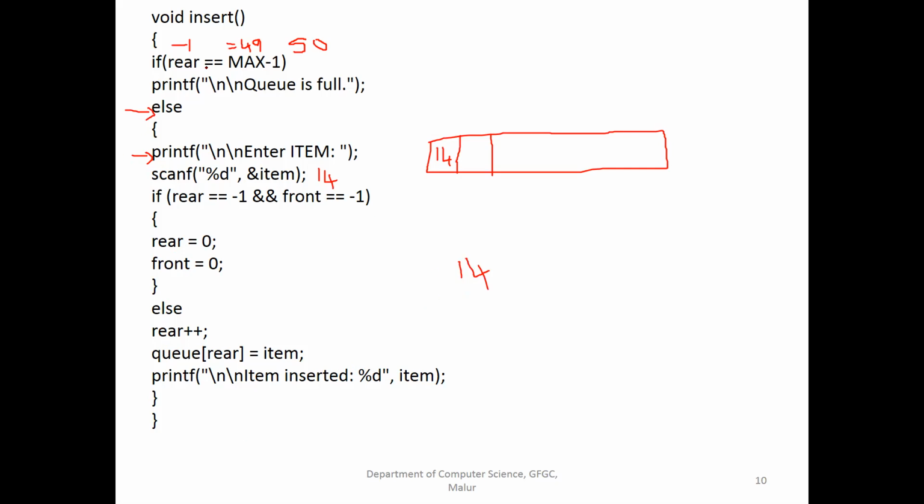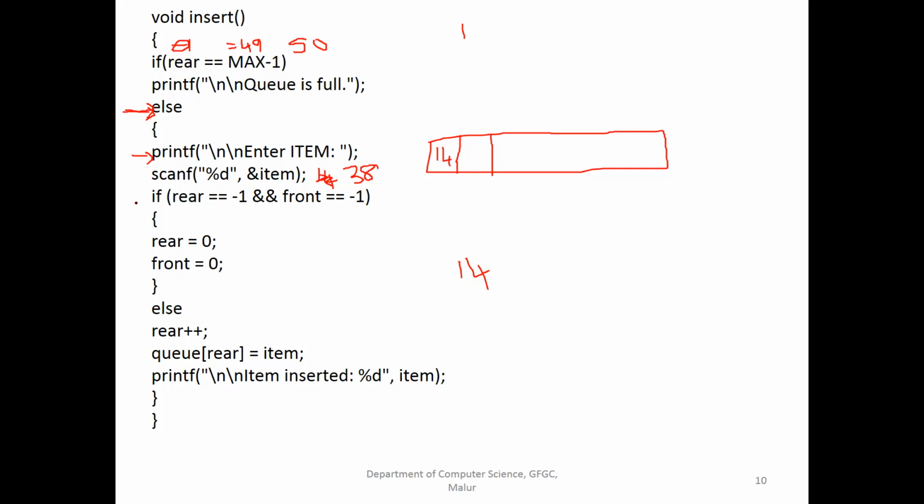Done. Next time, once again, I am giving my choice as 1. 1 means insert, so it will come here. The rear value as of now is 0. It will check whether 0 is equal to 49. The condition is false, so now it will come to the else part. In the else part, it asks to enter the item, and we need to enter one item. Last time we entered 14. This time we will enter our value as 38.